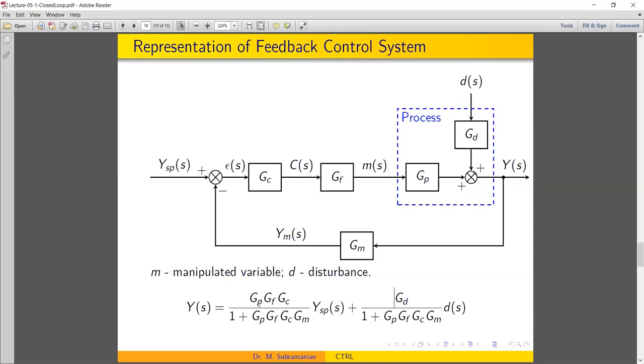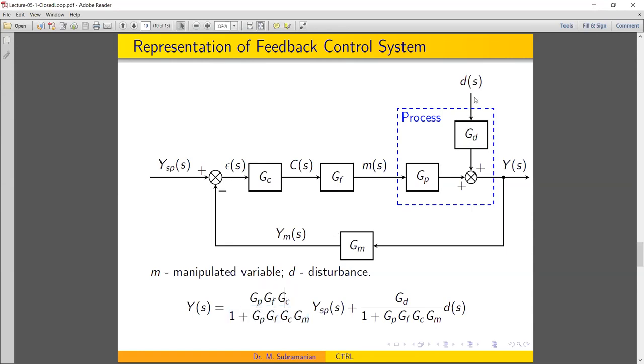This is set point. In the numerator we have GP, GF, GC for the set point YSP. Otherwise, this is simply GC, GF, GP, which is the multiplication of transfer functions in the forward direction. Starting from the set point, we have GC, GF, and GP.